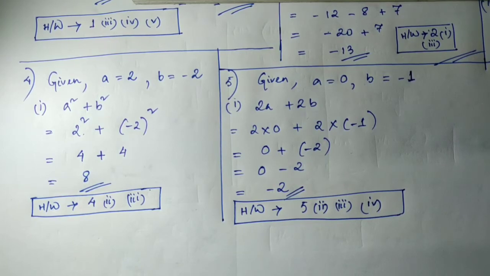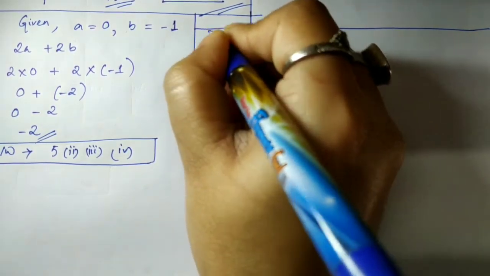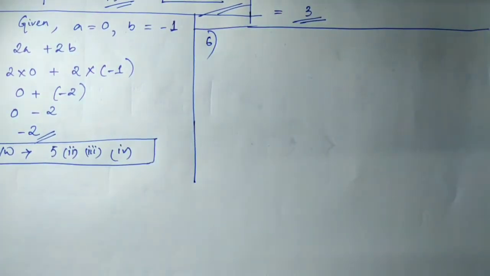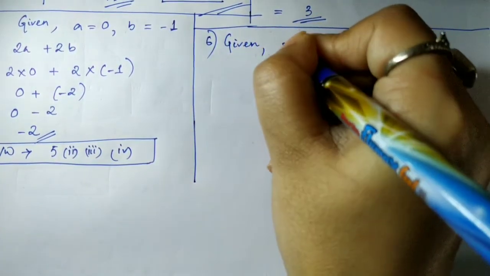Same way, it's also the same thing. I'm making use of the space, hope you won't mind. Now let's move on to the next question, that is 6. Question number 6, it's given: simplify the expression and find the value if x is equal to 2. So here also what's given? It's given that x is equal to 2.